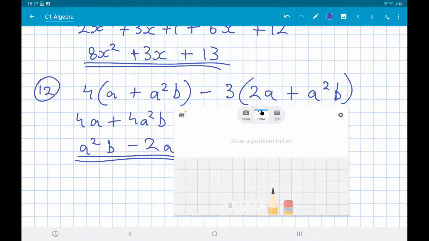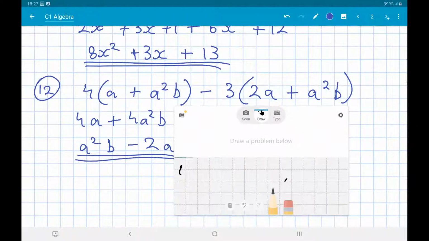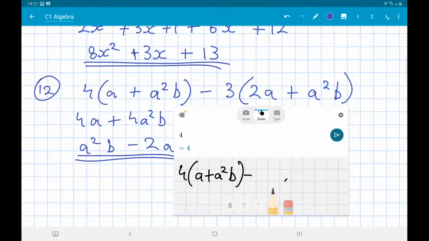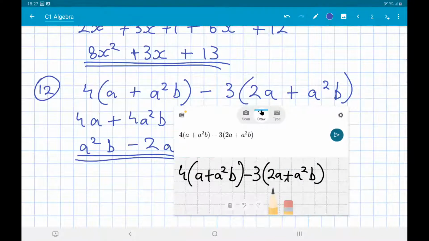Okay, I'm just going to write this in. We go 4a plus a squared b minus 3, 2a plus a squared b. See how this works out. Does it detect it properly? So you go minus 3, 2a plus a squared b, a squared b.